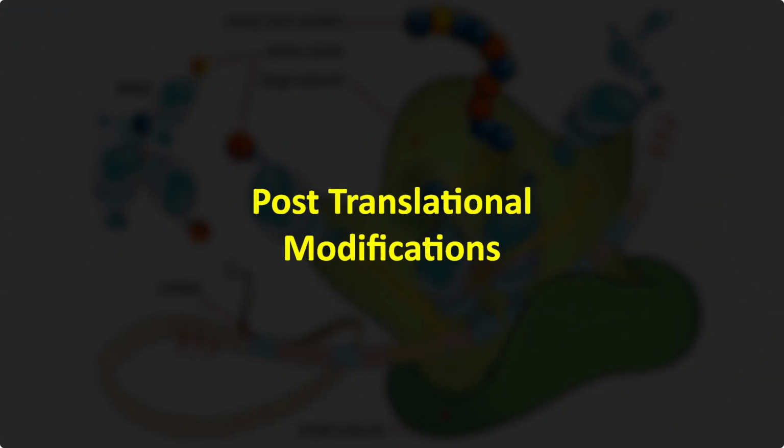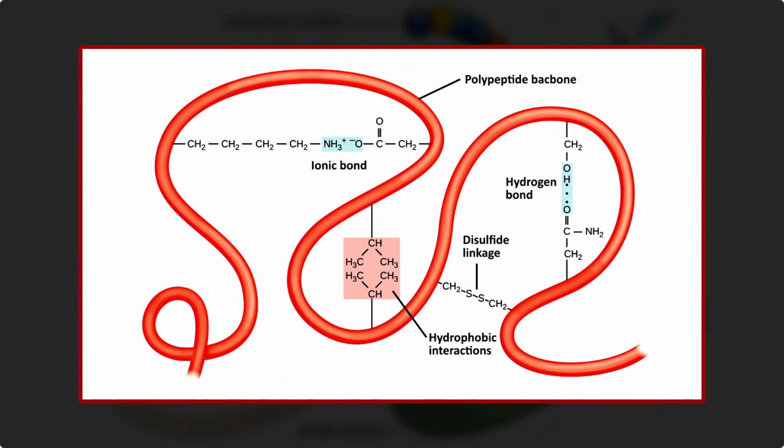Dear students, let's now understand the post-translational modifications. The function of the protein depends on its 3D conformation. The 3D conformation of the protein in turn depends on the interactions between amino acids in the polypeptide chain. Following translation, translocation or insertion into the endoplasmic reticular membrane, proteins are modified to assume their final structure and therefore function.